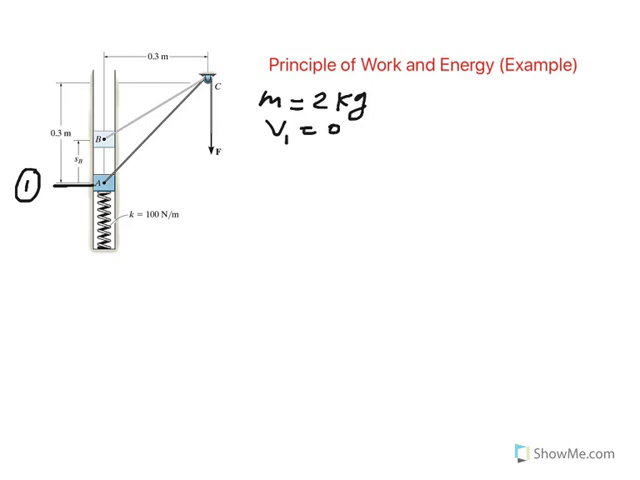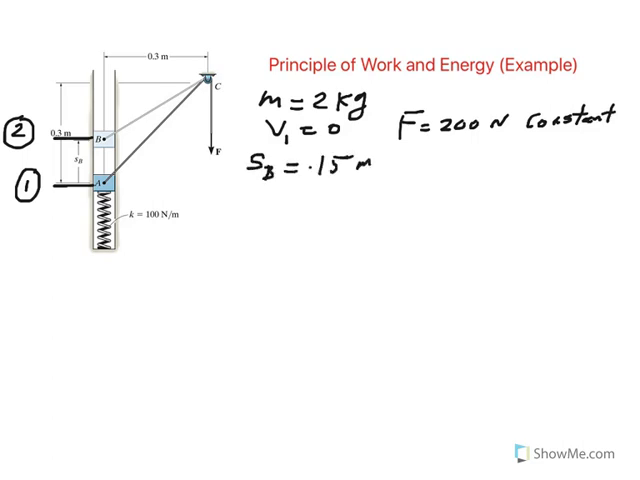And then it moves to a new position, say position 2, under the action of a constant force. Let's say this force is 200 newtons, and its magnitude is constant. Okay? So when it reaches position 2, where S sub B is 0.15 meters, it's going to go halfway up of the 0.3. So the spring is initially undeformed. The spring there is attached to the block, and there is no friction. So we are neglecting friction.